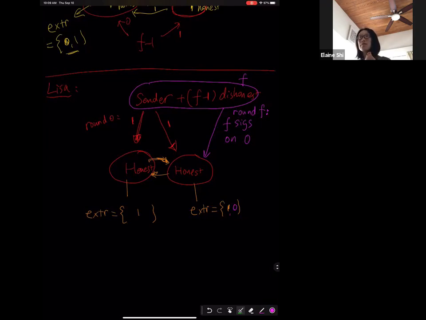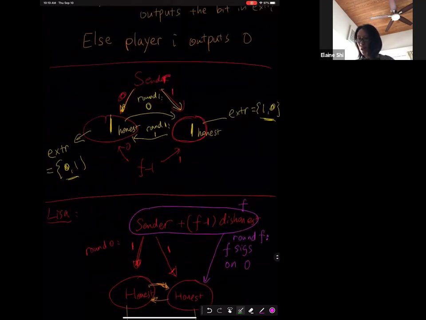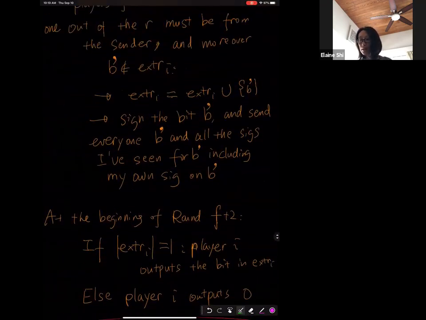Elaine, could you explain again, if I see some inconsistency, so if I see a bit is signed by R people, including one of them being the sender, then what will I do? Will I send the bit to the others along with all the people who signed it? When I send any message, I always send it to everyone, right?